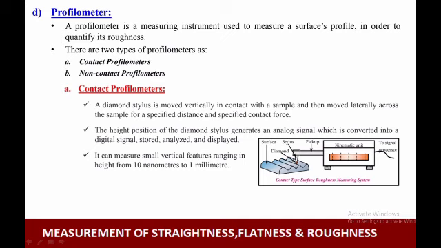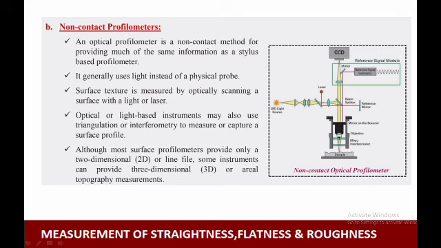A diamond stylus is moved vertically in contact with the sample and then moved laterally across the sample for a specified distance and specified contact force. The height position of the diamond stylus generates an analog signal which is converted into a digital signal, stored, analyzed and finally displayed on the display unit. It can measure small vertical features ranging in height from 10 nanometers to 1 millimeter. The next type of profilometer is the non-contact profilometer.